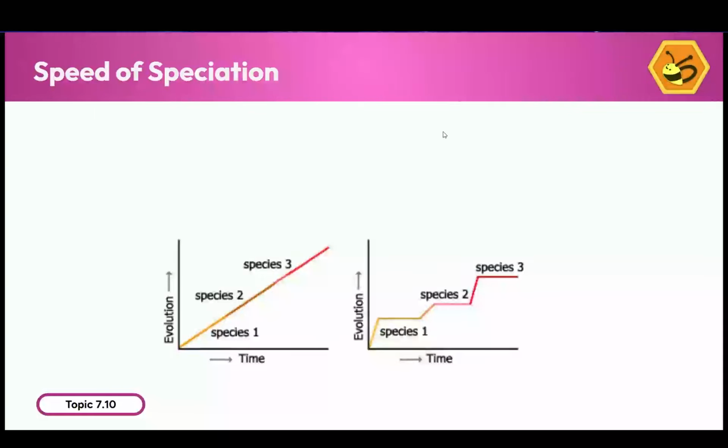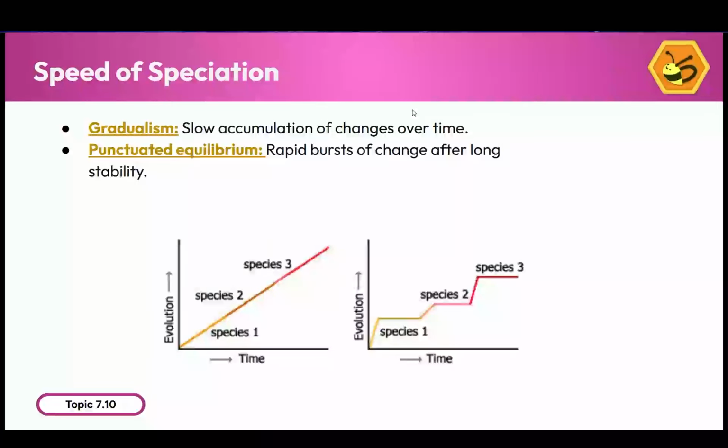All right, so now there's the speed of speciation, and there's just two models for this, and that's all you need to know. That's gradualism, which is that changes occur slowly over time, as seen in the left graph. And there's also punctuated equilibrium, which is rapid bursts of change after long stability.